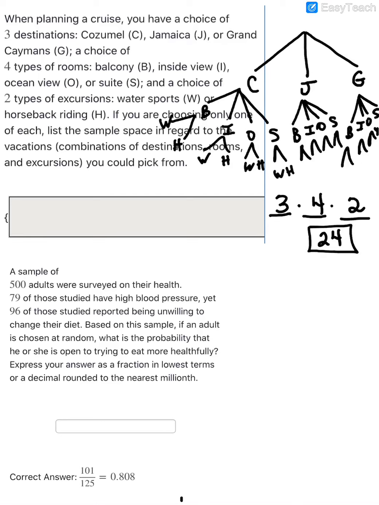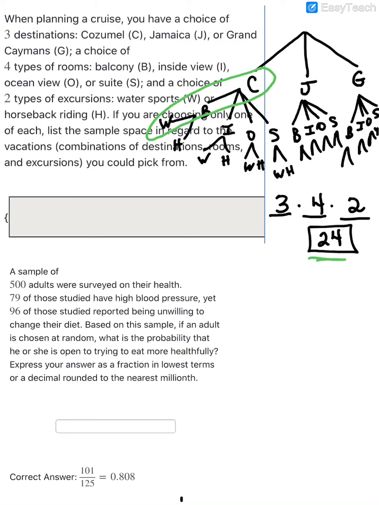Now, this particular problem, they didn't ask how many outcomes, they wanted us to list them, but it's a good idea to know how many, to know when you've listed them all. And if you draw this tree like this, it makes it a lot easier to know which ones you've listed versus what you haven't. So I'm just going to follow the tree. So there's going to be a lot to list because we've got 24.